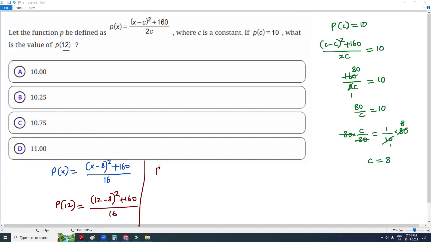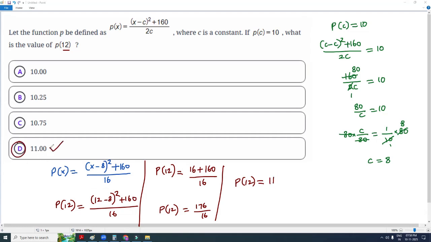Okay, let me continue over here. p of 12 equals 12 minus 8 is 4, and we have 4 square. The value of 4 square is 16, plus 160 divided by 16. p of 12 equals, when I add these two numbers, I'm getting 176 divided by 16. p of 12 equals, when I divide 176 by 16, I am getting 11. Here I got the value of p of 12, that is 11. We find 11 in answer choice D. The correct answer choice for this question is D.